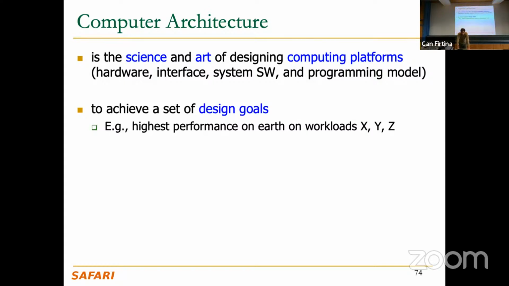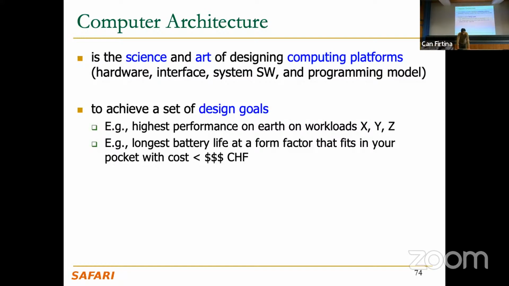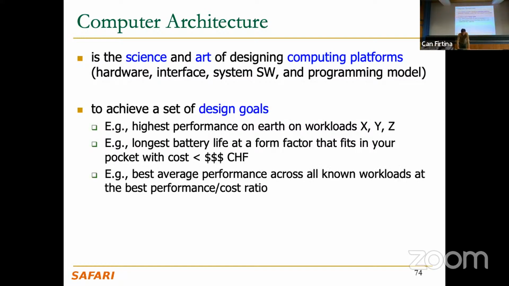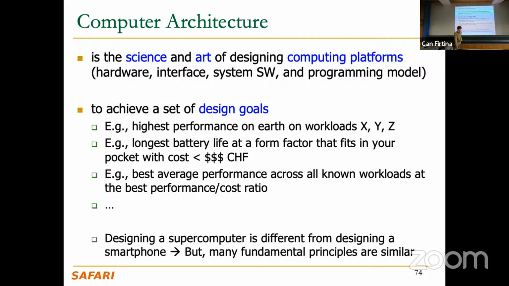Among these goals, we have highest performance, we have longest battery life, so we have energy efficiency, we have the best average performance across workloads at the best performance and cost ratio. And here is where you see, right, this dichotomy between accelerators, between specialized architectures and more general purpose architectures, right? You may not be able to create an architecture that is the best for every single workload, but you can probably design the best architecture that provides you the best average performance and energy efficiency, and many more things.